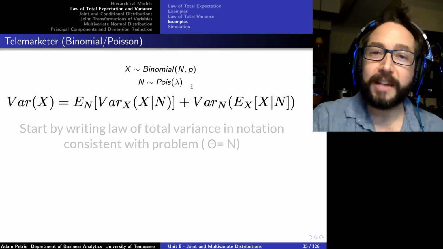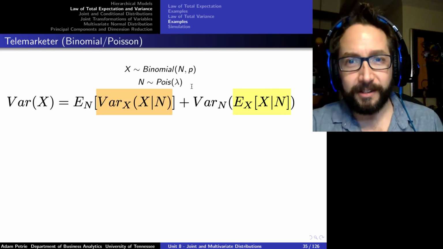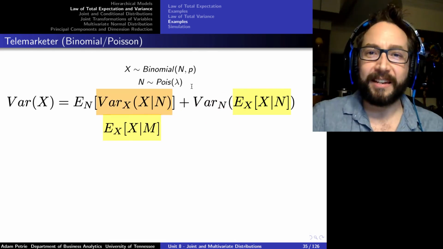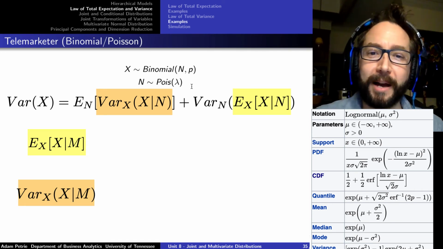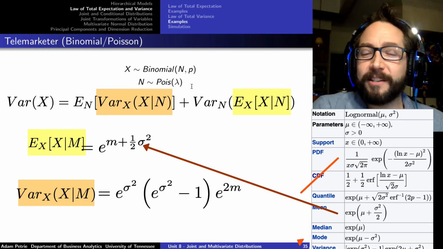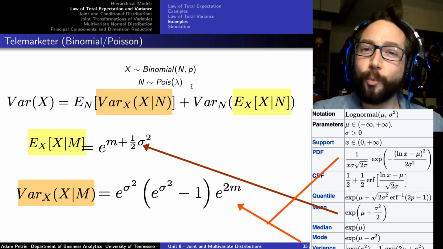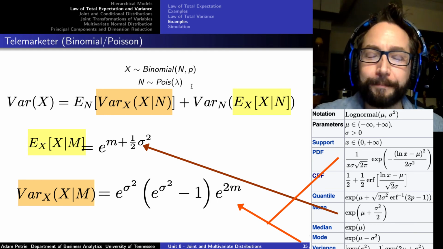All right, step 1 says go ahead and find the expected value and the variance of x, assuming that n is a fixed number. So we look up the formulas for the binomial distribution, and we find that the variance of a binomial is just n times p times 1 minus p, and the expected value is just n times p.